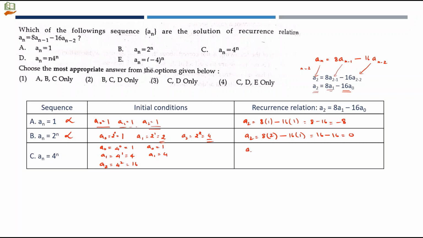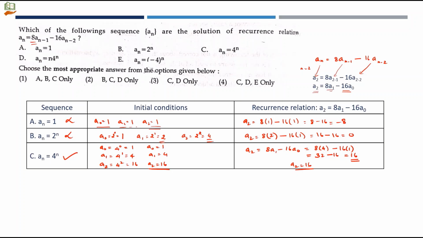Now we'll go to A2 in recurrence relation. 8 into A1 minus 16 into A0. This will be 8 into A1 value is 4. 8 into 4 minus 16 into A0 value is 1. 8 into 4 is 32 minus 16 into 1 is 16. 32 minus 16 is 16 again. What is A2 here? A2 is 16. Here also A2 is 16. Is it matching? It means this sequence is a solution of the recurrence relation given here.